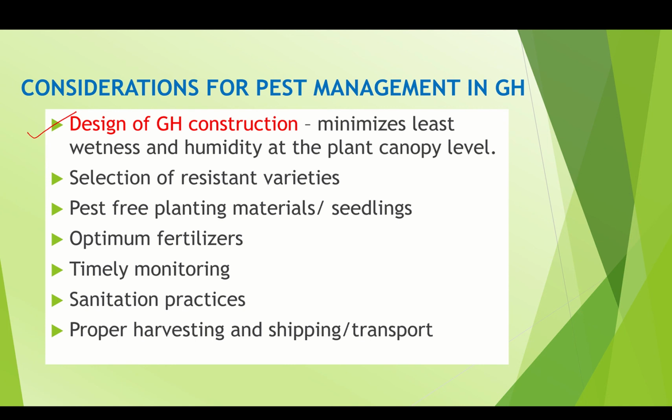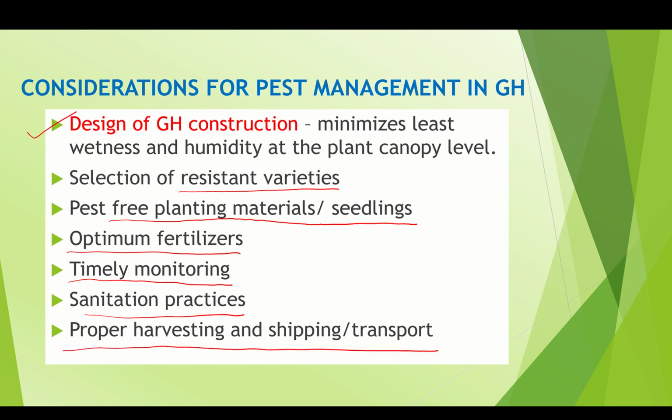Then we should try to keep away insect pests by using resistant varieties. Pest-free planting materials or seedlings should be utilized. Optimum fertilizers we have to apply. Timely monitoring, so that if an insect pest occurs, we can take care of it as early as possible. Then sanitation practices we have to follow. Then proper harvesting and shipping or transport. If we delay the harvesting, again the same thing, it will become a very desirable place for the insect pest.